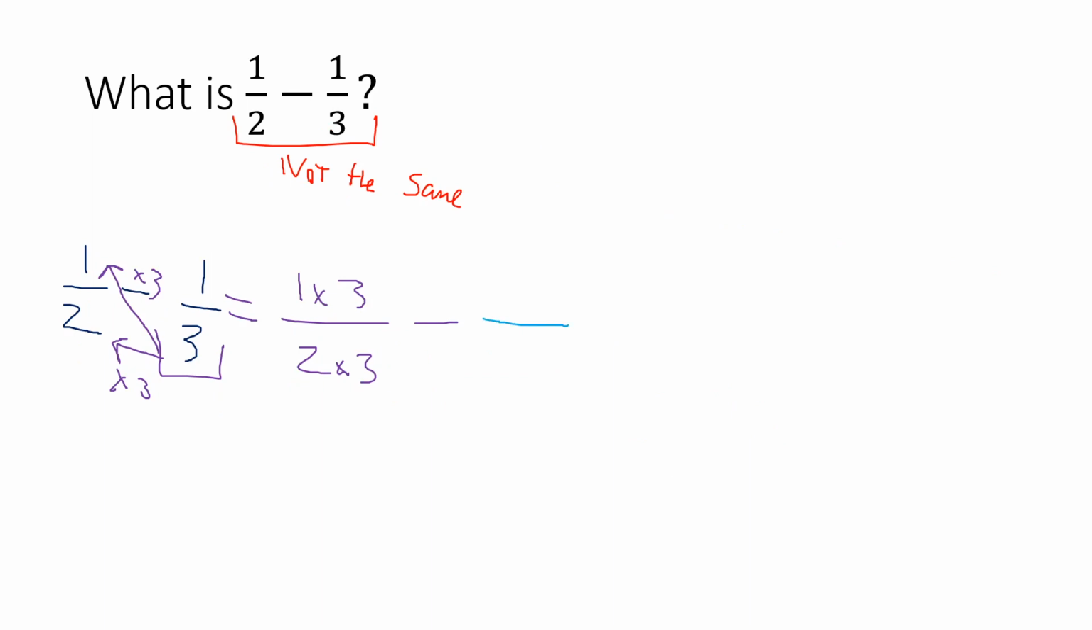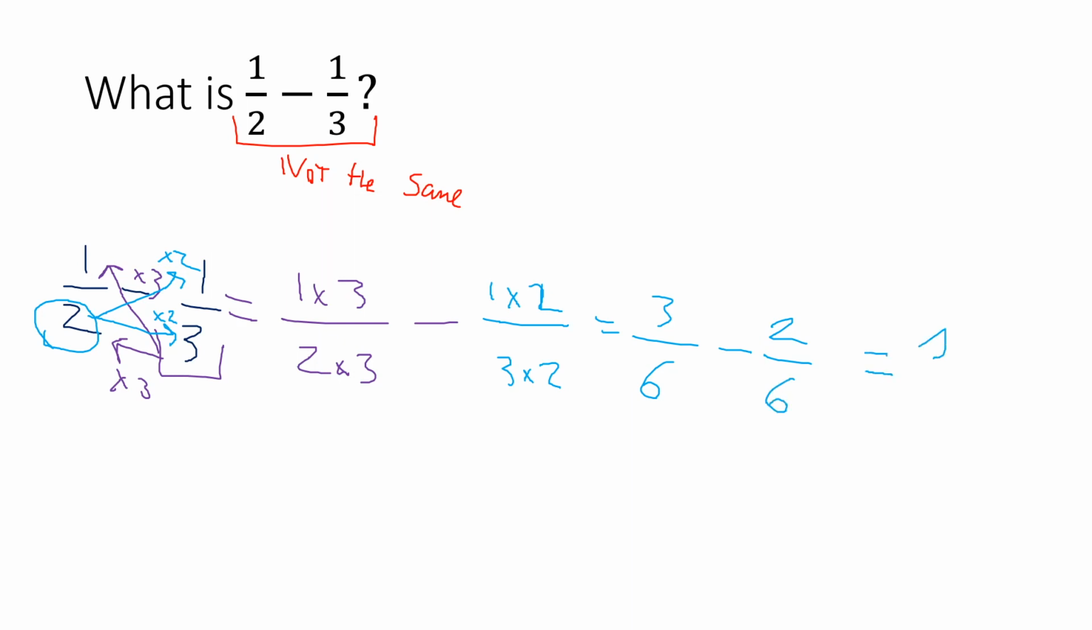And now for this second fraction, we're going to get this 2, and we're going to multiply each of these by 2. What's 2 times 1? 2 times 1 is 2. And likewise, this denominator is also going to be 3 times 2. Now let's simplify. So 1 times 3 is equal to 3. 2 times 3 is equal to 6. Minus 1 times 2 is equal to 2. 3 times 2 is equal to 6. 3 minus 2 is equal to 1/6. And that's our final answer.